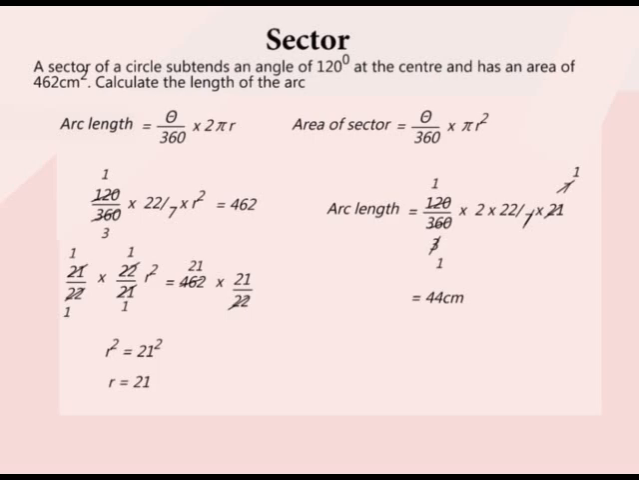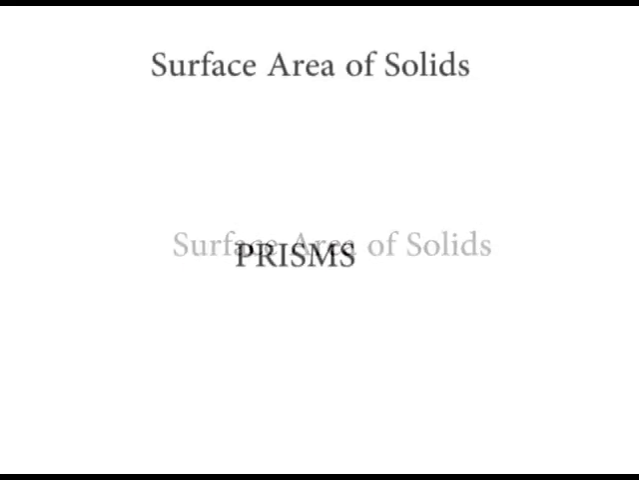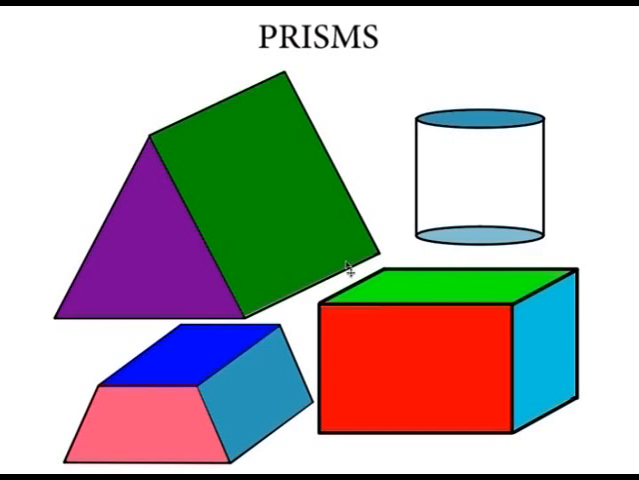Surface area of solids. Surface area of prisms. Prisms are solids that have uniform cross-section. They are named according to the shape of the cross-section.